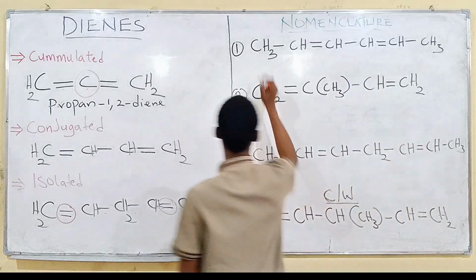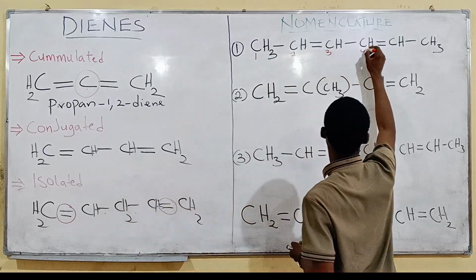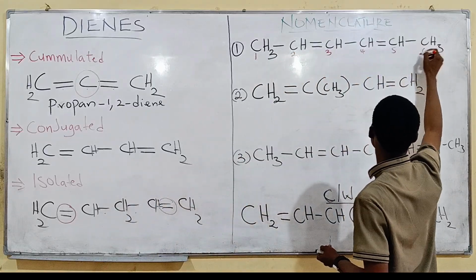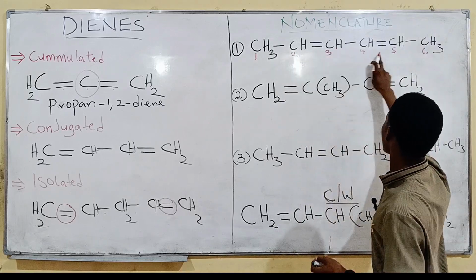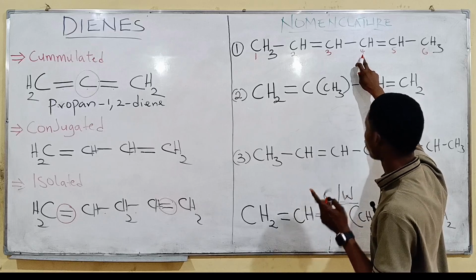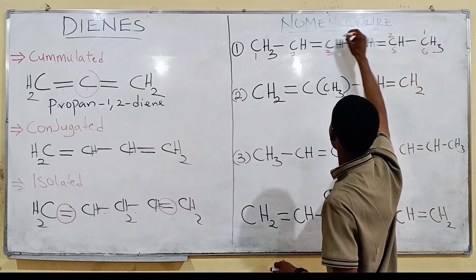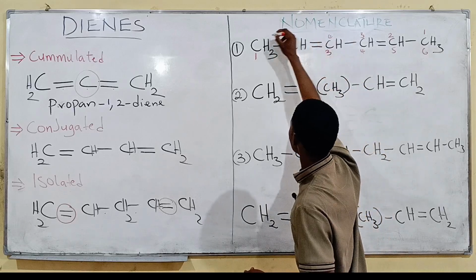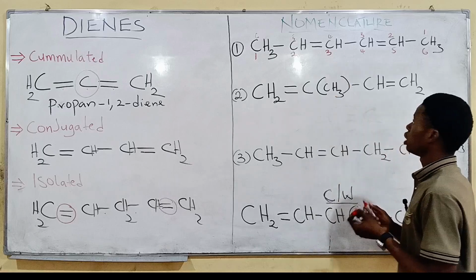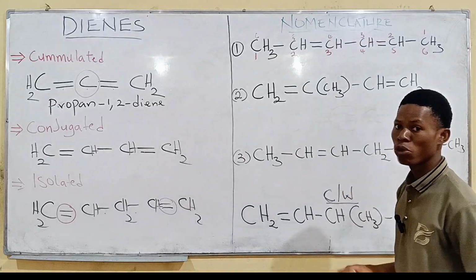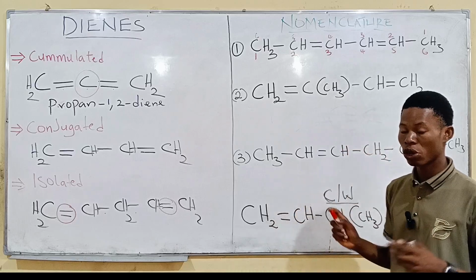So if I number it from left to right, I'll have here 1, 2, 3, 4, 5, 6. If I number it this way, the double bond is on carbon 2 and carbon 4. So 2 and 4. If I number it from right to left, I'll be having 1, 2, 3, 4, 5, 6. The double bonds will be on 2 and 4 also. So in this case, anyhow you number it, the double bonds are still on carbons 2 and 4. So anyhow you number it, you'll still be correct.